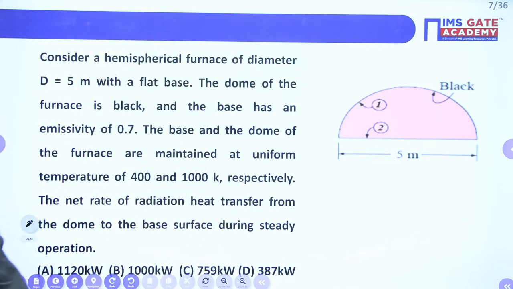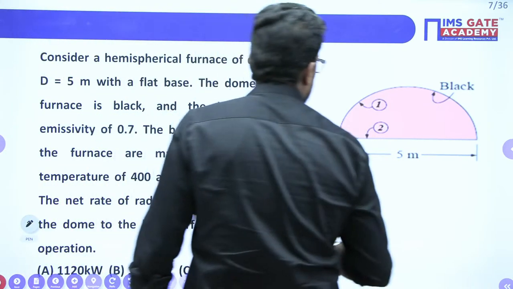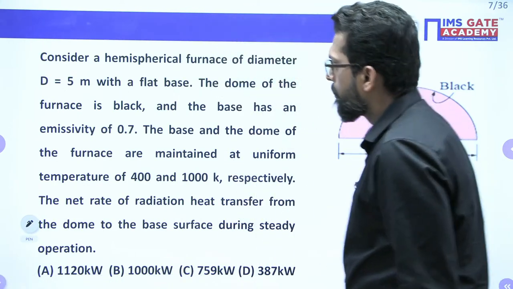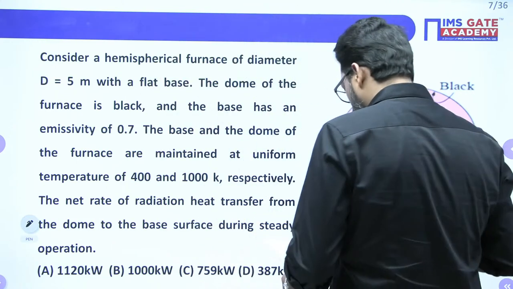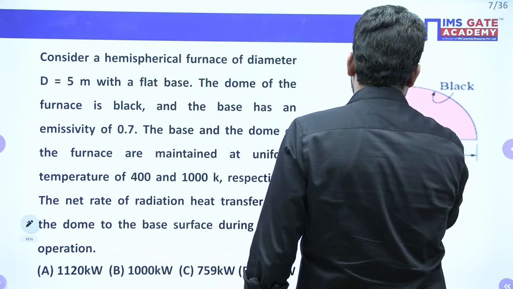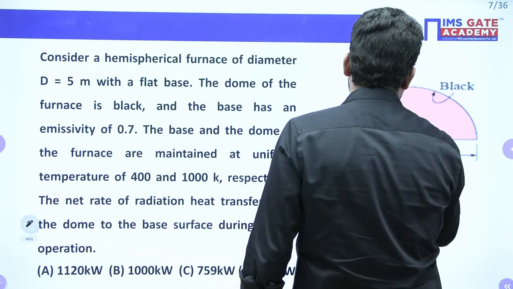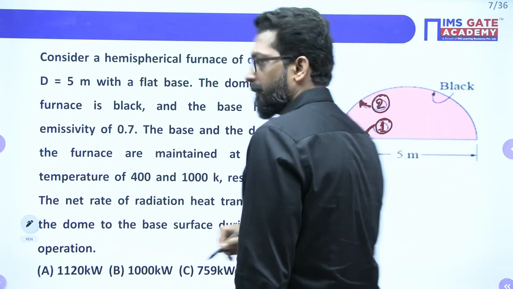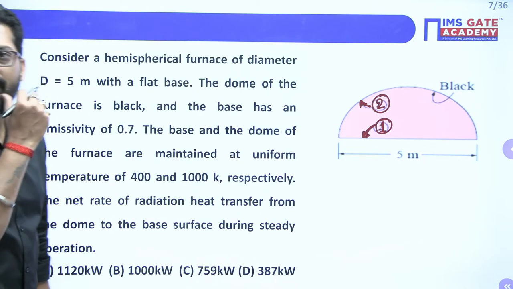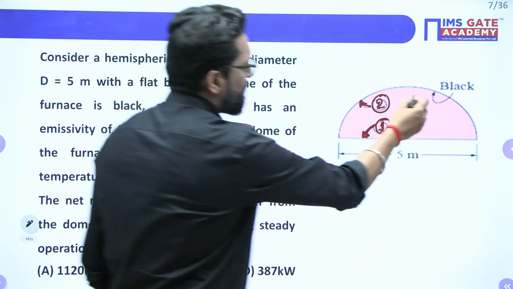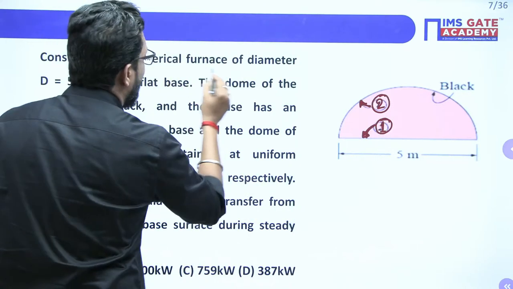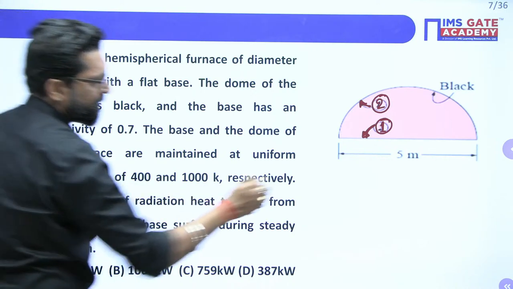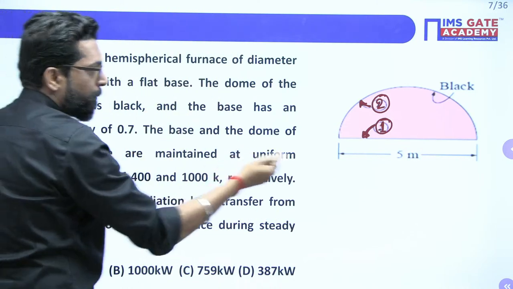Okay, now see, this is your radiation chapter question. In radiation, see beta, consider a hemispherical surface. I think this is your surface number two, and this is your surface number one. It is numerical, it is like that. So see, this is a black surface. Consider a hemispherical furnace of diameter 5 meter with a flat base.